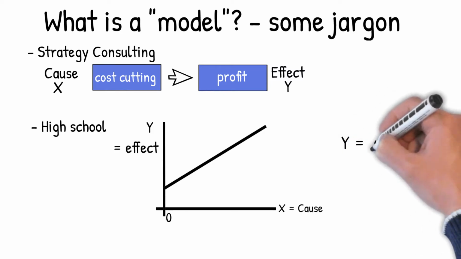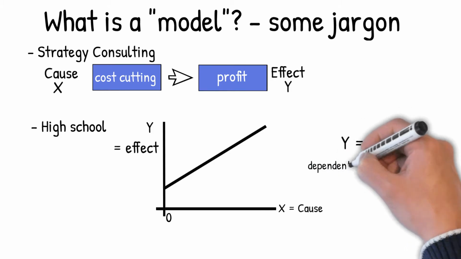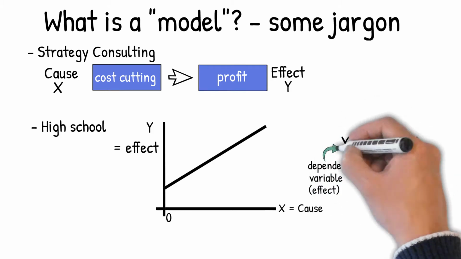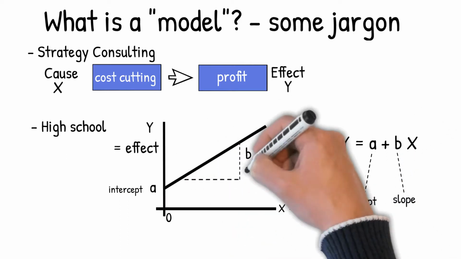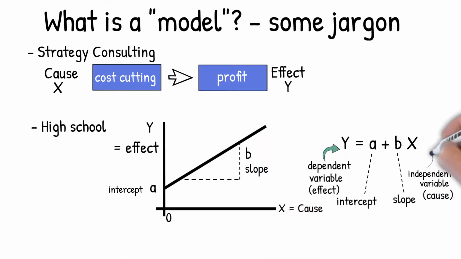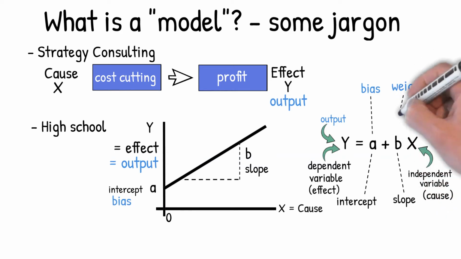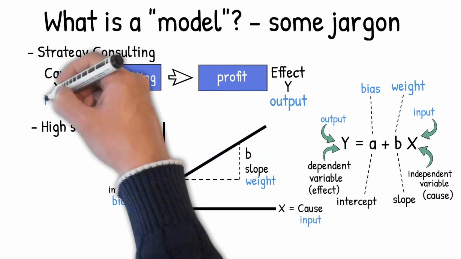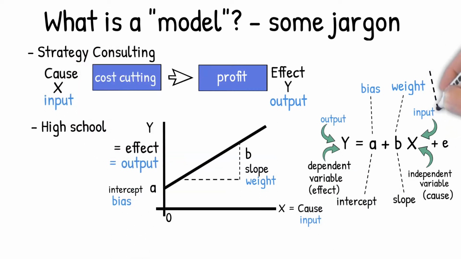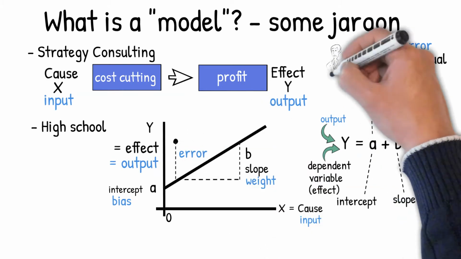The model is very simple. Y equals A plus BX. Now, you remembered that Y was called the dependent variable. A was called the intercept. B was called the slope. X was the independent variable, or the cause. In the world of machine learning, things have been renamed. We call the Y the output. A is the bias. B is the weight. X is the input. And we add an error term because maybe the model doesn't quite fit perfectly to the data. So, you already know what a model is.